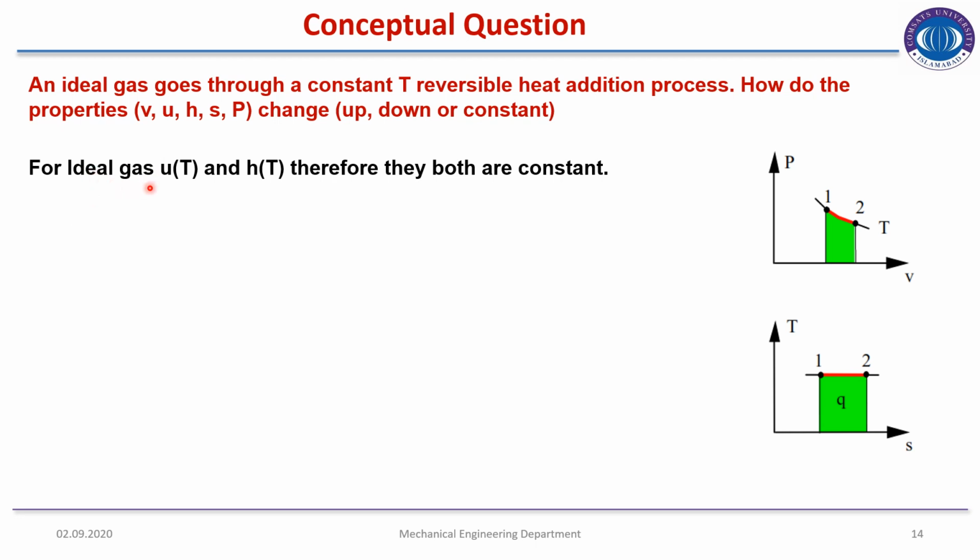So for an ideal gas, it is mentioned that the working substance is an ideal gas. So U and H, that is internal energy and specific enthalpy, are functions of temperature. So for the isothermal process, since the temperature is not changing, they both are constant. So from the relation of entropy, as heat is added to the system, entropy will increase.